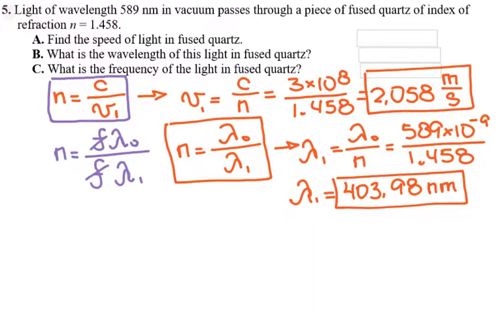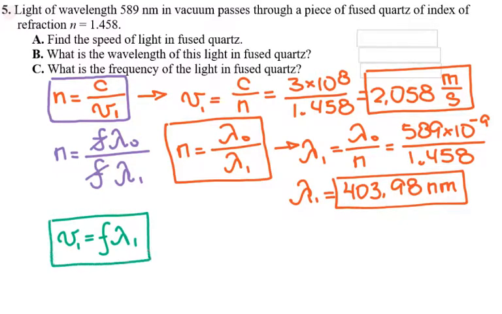And then they ask what is the frequency of the light in the fused quartz. So the velocity, which I'm going to call the velocity in the quartz, is equal to the frequency in the quartz times the wavelength in the quartz. But the frequency is the same in the vacuum or in the medium, so it doesn't matter. And this frequency is going to be equal to the velocity over the wavelength.